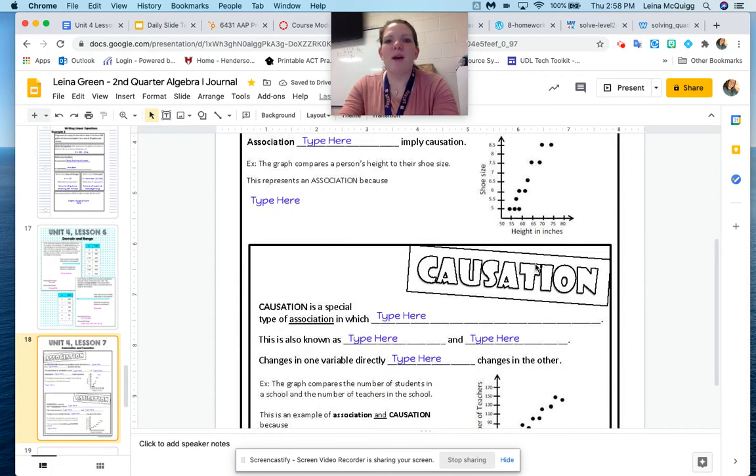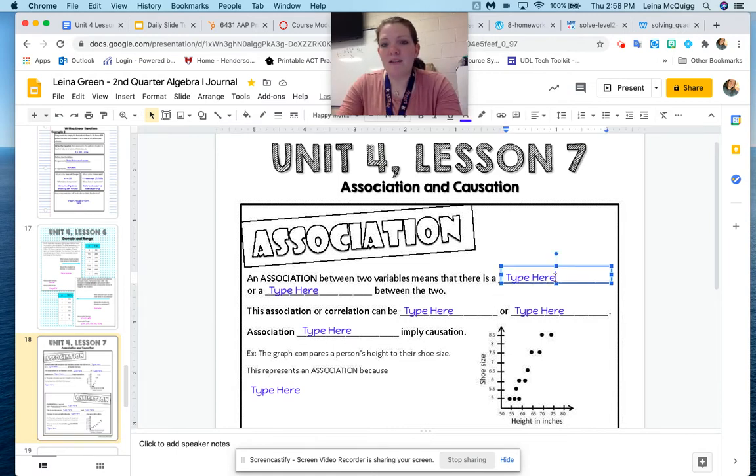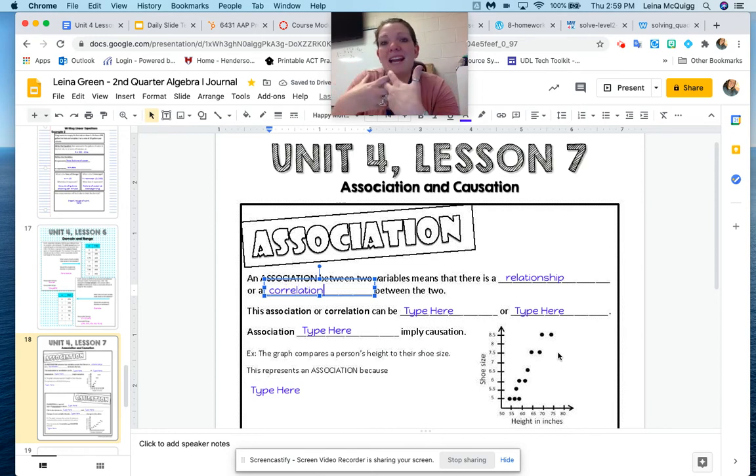Association and causation. An association between two variables means that there's a relationship. You've talked about association and causation before, I think in 7th or 8th grade. Okay, so we say association is a relationship or a correlation. So they're related to each other somehow. Okay?